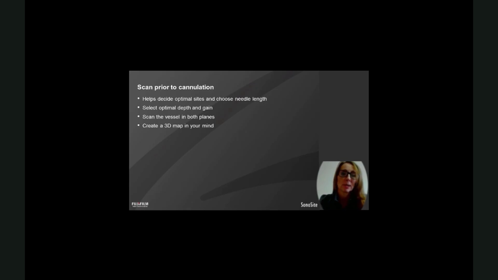Scan the vessel in both planes. Even if you're going to do in plane or out of plane, whichever you're going to do, scan it in both planes so you get a good idea and a 3D map in your mind of where it is and the direction that you're actually going to thread the needle and puncture in.